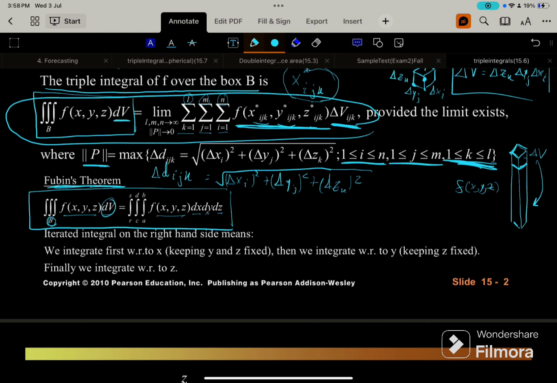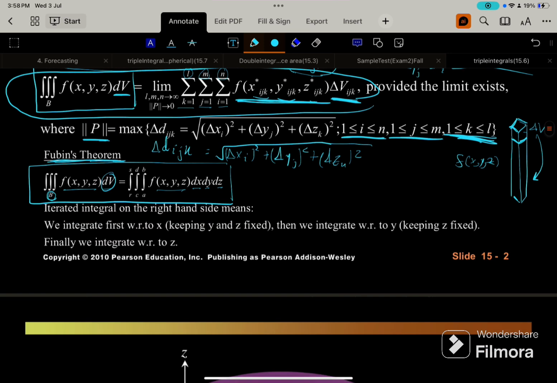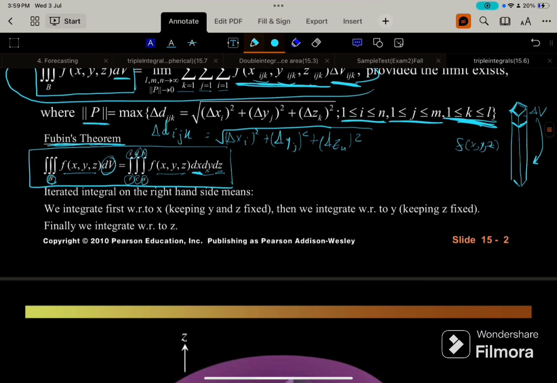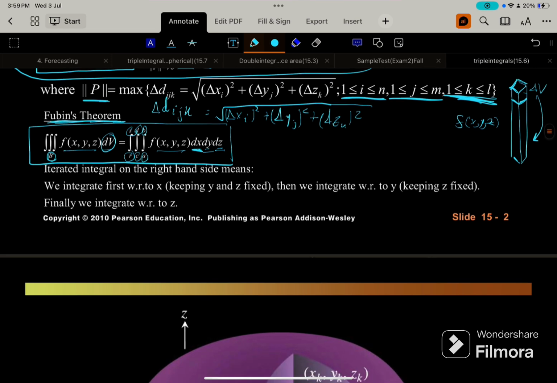So our box we said was going in the x direction, so our first differential is dx, so our box is going to go from a to b. This is our first differential. And then for the y, we said our box is going to go from c to d, and for the z, our box is going to go from r to s.